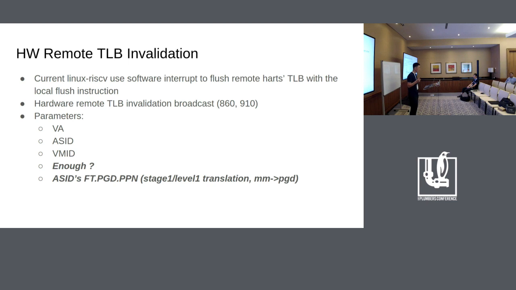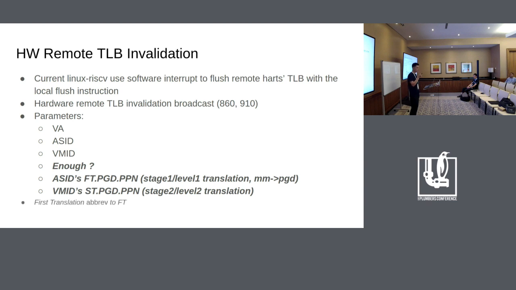What we do differently from ARM is that, in addition to this, we want to add two pieces of information. One is the ASID's first translation PGD PPN. That means the first level translation PGD related to that ASID namespace. And the second is the VMID's second PGD PPN, and that's related to the stage two or level two translations.